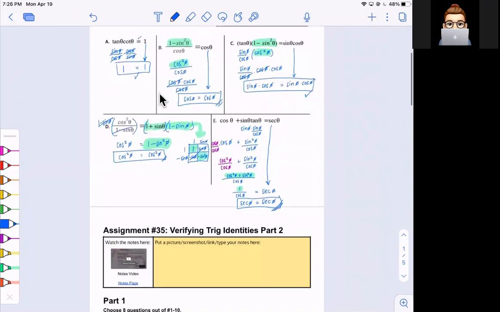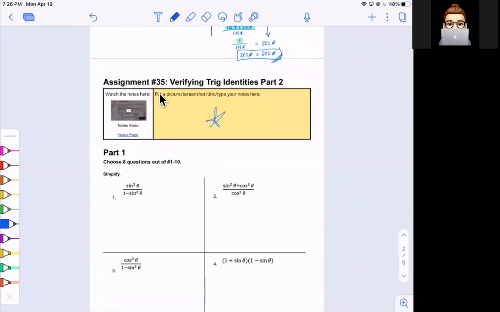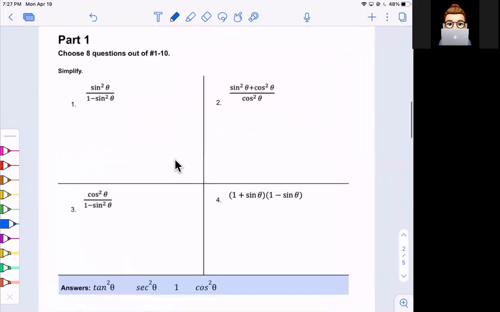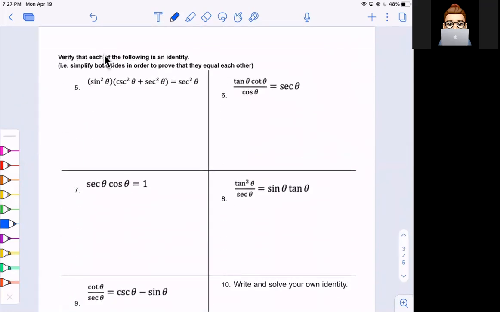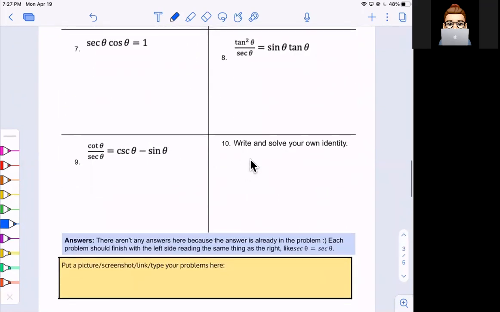Okay. For your assignment today, you have your notes here. You're going to choose 8 questions out of 1 through 10. So in these first 2, notice there's no equal sign. The direction just says simplify. So you're going to just exchange out until you get one of these answers. Then for 5 through 10, you're verifying that each is an identity. So doing what we were doing just now in the notes, you're trying to make one side equal the other side. If you want to try to write your own, you can here. It could be a cool task. You'll notice there aren't any answers because the answer's already in the problem.